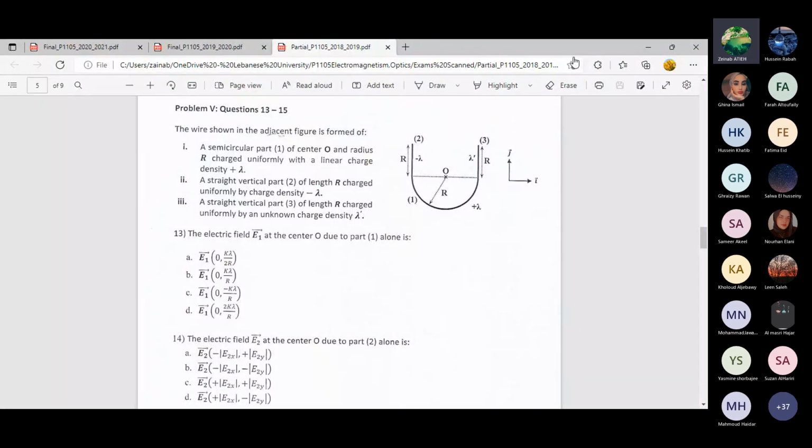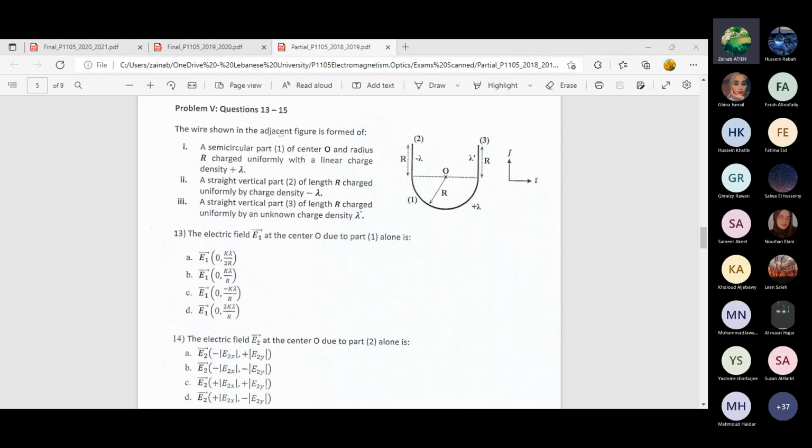For today, we are going to start a new chapter, which is chapter 24, which talks about Gauss's law. What is Gauss's law? It is a new method for calculating the electric field. We have already studied a method. This method came from Coulomb's law.